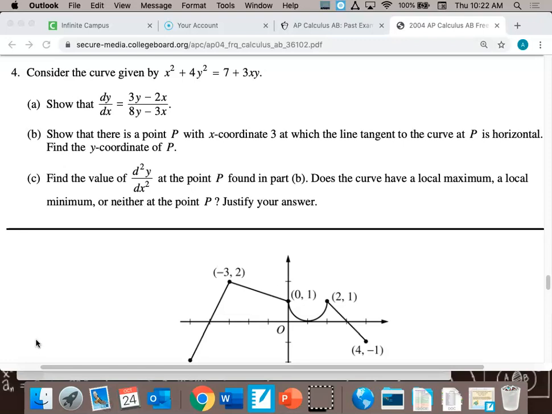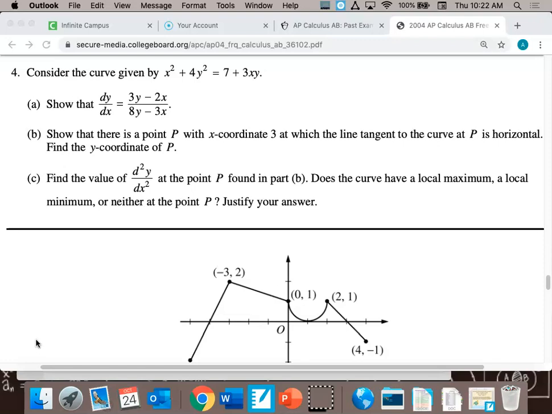Part B was worth 3 points. And I'm guessing that most of you got 2 out of the 3. So we want to know if there is a point with an x-coordinate of 3 where the tangent line is horizontal. Horizontal tangent means that the derivative is equal to what? 0. When we want to know if the derivative is 0, do we set the top equal to 0, the bottom equal to 0, or both?